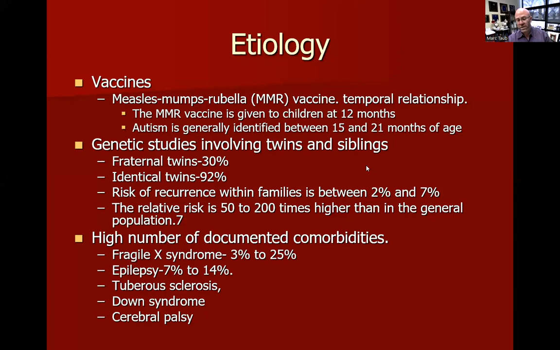And the relative risk is 50 to 200 times greater in families than it is in the general population. There are a higher number of documented comorbidities: Fragile X syndrome anywhere between 3 and 25%, epilepsy 7 to 14%, tuberous sclerosis, Down syndrome, CP, are all higher in these populations.